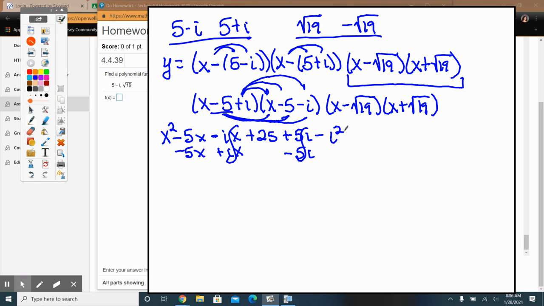Minus i squared, that is the same thing, guys, as a minus a negative 1, which is the same thing as a plus 1. So when I multiply those two together, I get the x squared. I have a minus 10x. These cancel. I have 25. These cancel in plus 1, so I have 26.